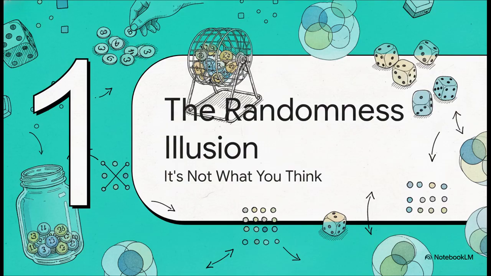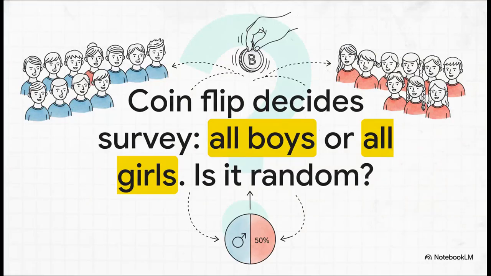First things first, we kind of have to reset our brains on what the word random means in the world of statistics. Because it's not about chaos or just being unpredictable. It's much more structured than that. Let me throw a little thought experiment at you. Picture a classroom with 20 students. It's perfectly balanced, 10 boys, 10 girls. Now, to pick a sample of 10 for a survey, you just flip a coin. If it's heads, you survey all the boys. If it's tails, you survey all the girls.